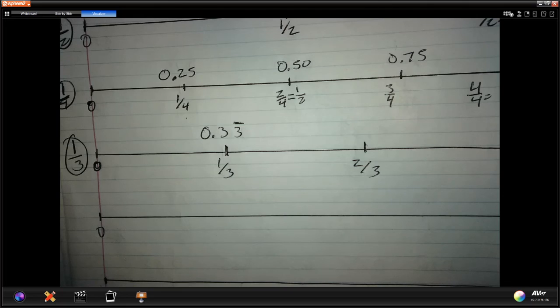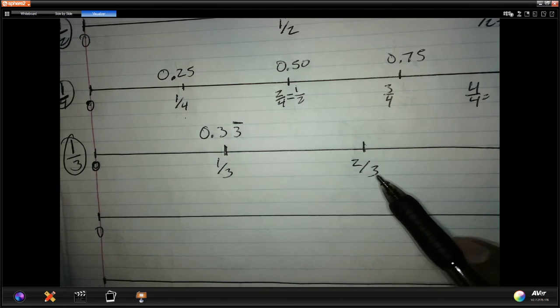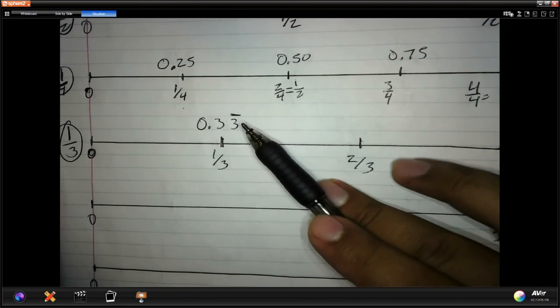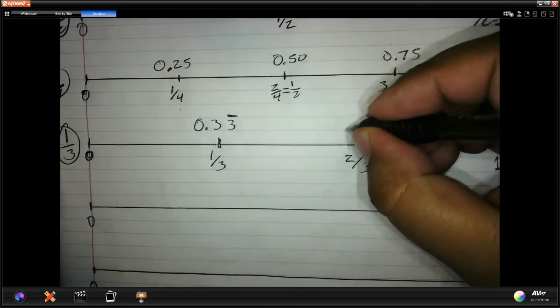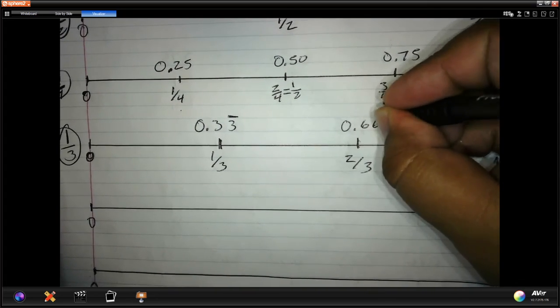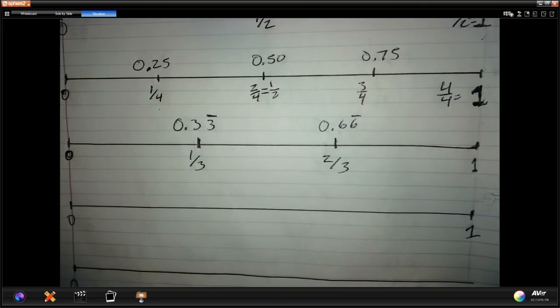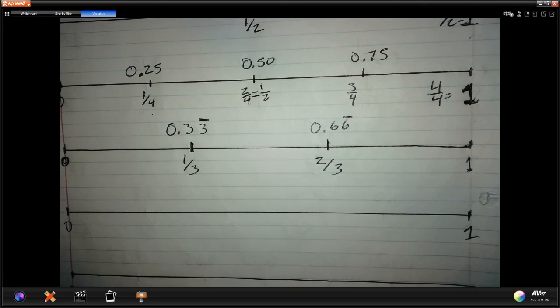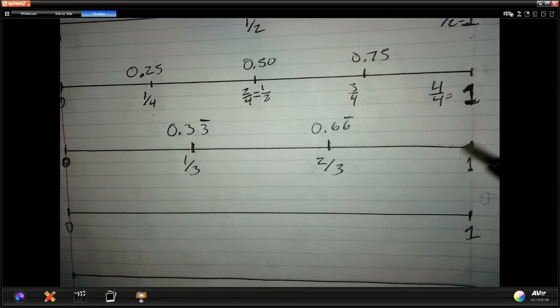Okay. So my next one is I go to 2/3. So I'm just going to double this number. So it's 0.66, and those are repeating. Those sixes repeat forever. And then finally, when I get to one whole, it's just going to be 1, so I don't have to write my decimal up there because this is already a whole number.